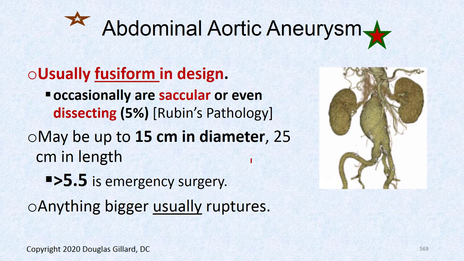Most of these abdominal aortic aneurysms are fusiform in design. They could be saccular about 5% of the time. They could be up to 15 centimeters in diameter. They can get ridiculously huge. We'll see one in a little bit. They could be really long. But anything over about 5 or 5.5 centimeters is an emergency situation. When you start getting around 15 centimeters, they're really, really dangerous.